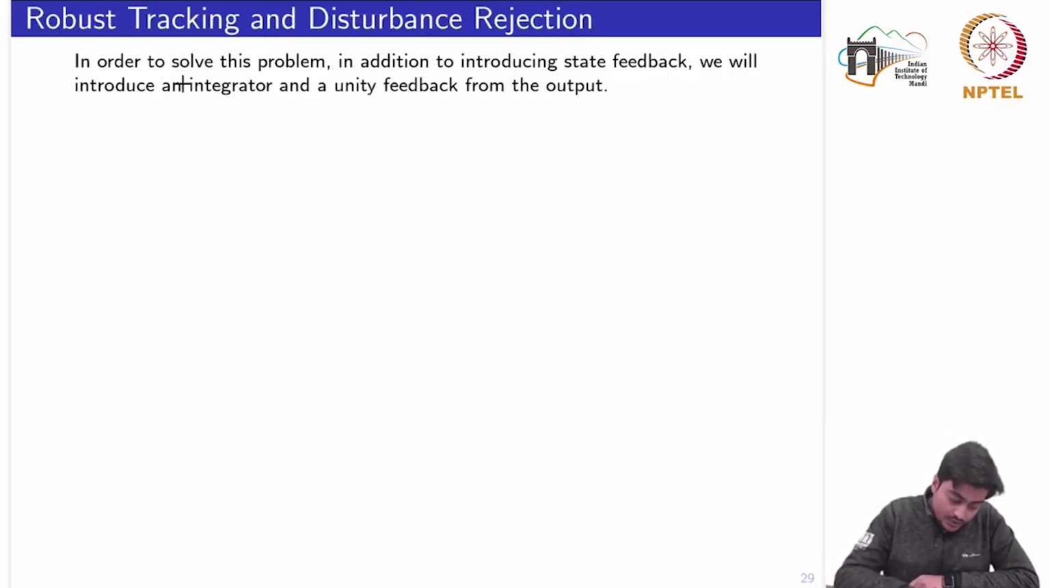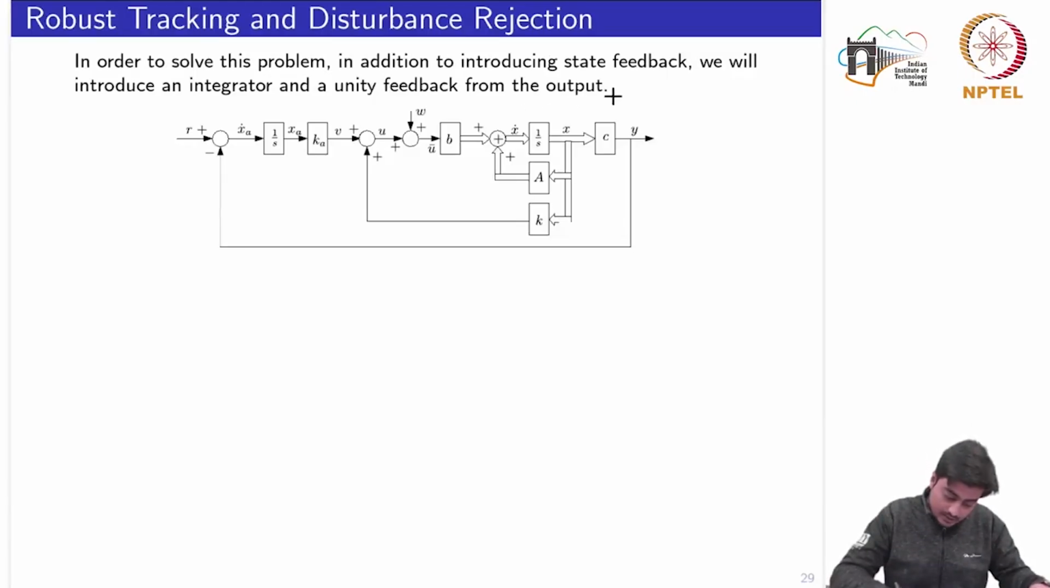In order to solve this problem, in addition to introducing the state feedback, we will introduce an integrator and a unity feedback from the output. So let's see how the setup looks. If you are not able to see this line, here is a line. Let's pay attention here for a couple of minutes to see what loops are being considered.